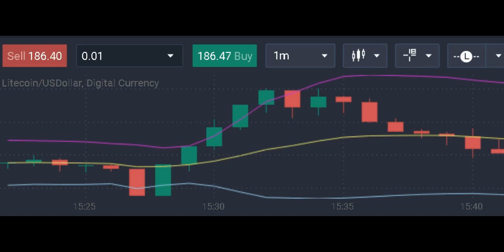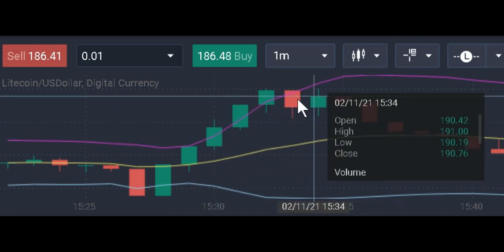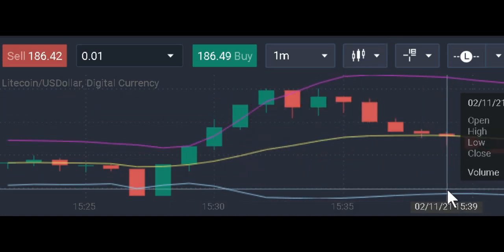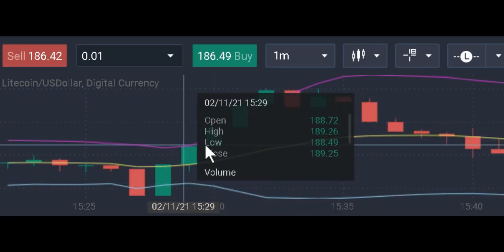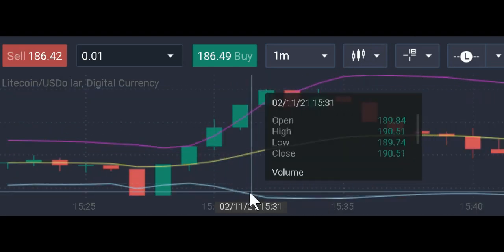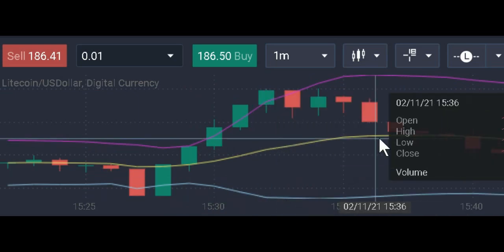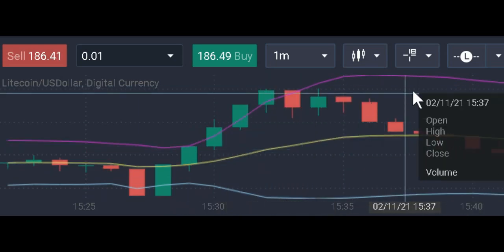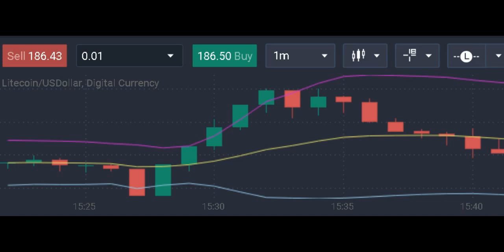Right now I've got the 1-minute candlestick chart for Litecoin against the US dollar. That's LTC to USD. And again, 1-minute candles. So each of these candlesticks represents 1 minute of price action. And I've got the Bollinger Bands here with the upper band in purple and the lower band in light blue. And then you've got the middle band in yellow here. I'm using the standard settings, which is 20 period for the look back period and 2 standard deviations. And those are the standard settings here on PrimeXBT. That's the platform that I'm using right now.